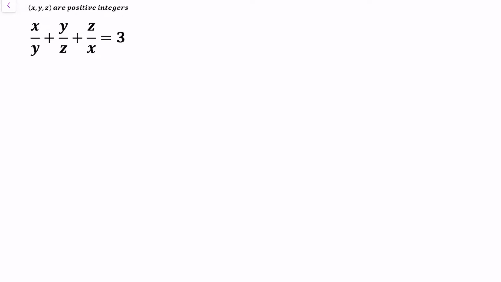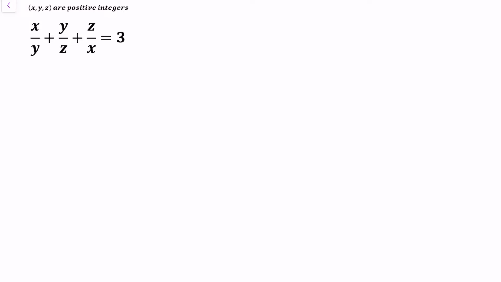So in this video we're going to solve another interesting integer equation. Given that x, y and z are positive integers, we want to find the values for which this equality is satisfied, right? If you'd like to pause the video and try it yourself first, then we will go over it together.